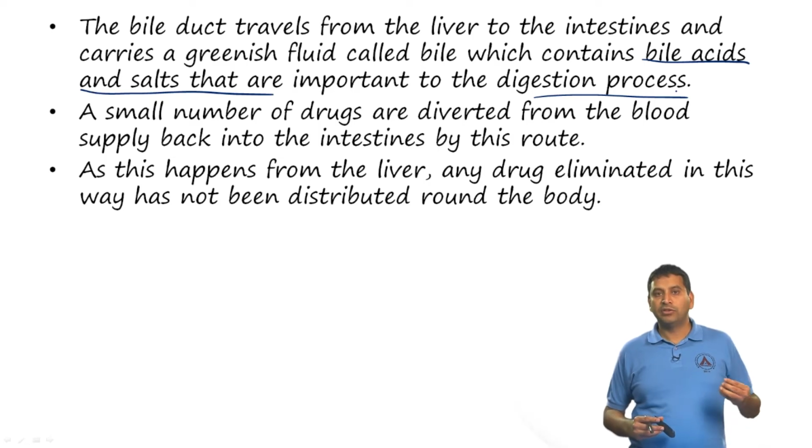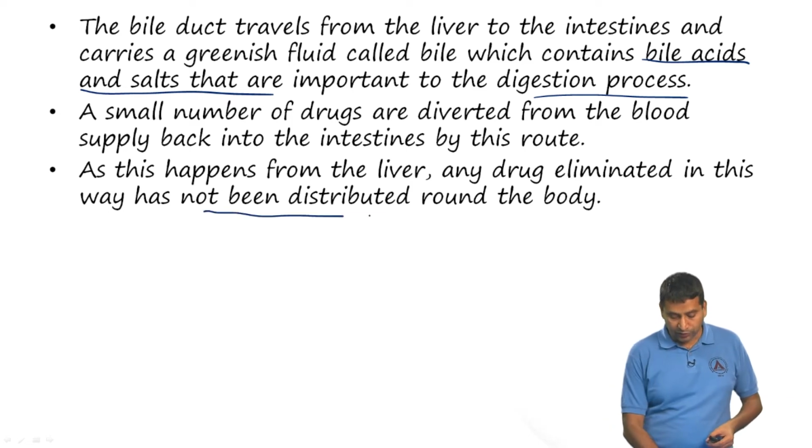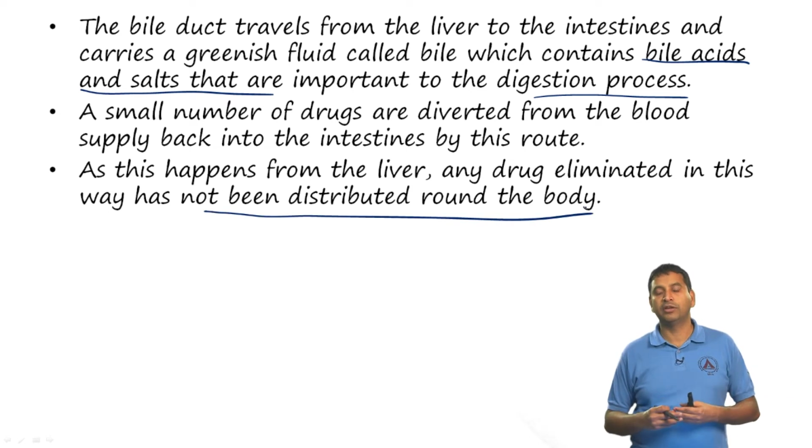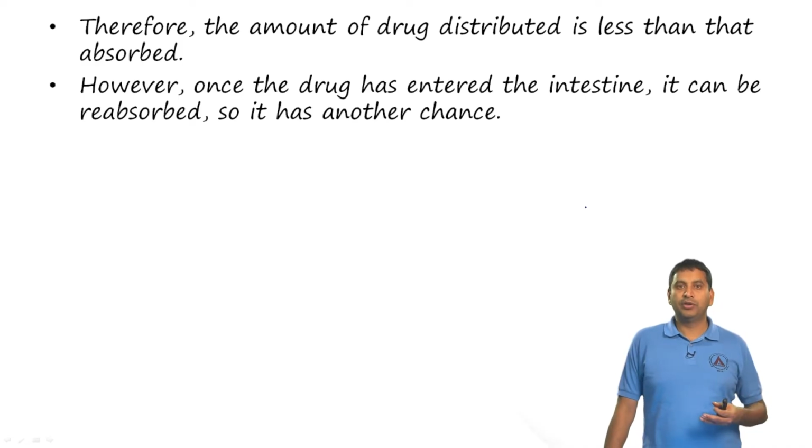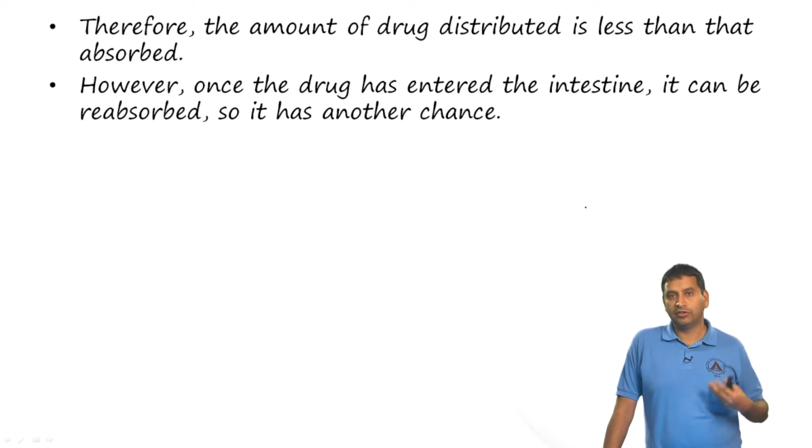As this happens from the liver, any drug eliminated in this way has not been distributed in the body, and so this is a way in which the drug is going to prevent distribution across the body in a very consistent manner. So, the drug is now distributed to a lesser extent and therefore, it is less absorbed. However, once the drug has entered the intestine, it can be reabsorbed and so it has another chance to get to the target.